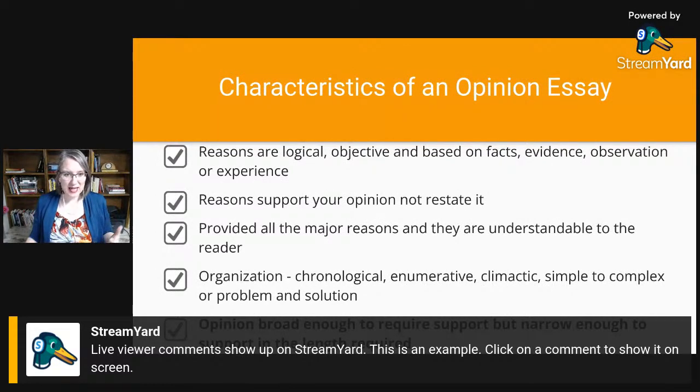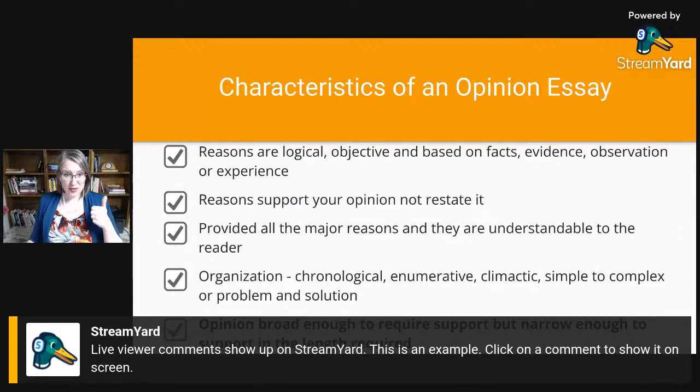So we have some characteristics of an opinion essay, of which this is one. The one we talked about today: the opinion is broad enough to require support, but narrow enough to support the required length.